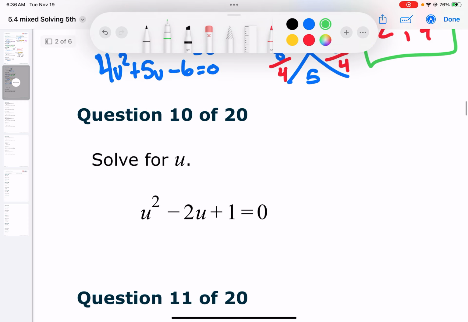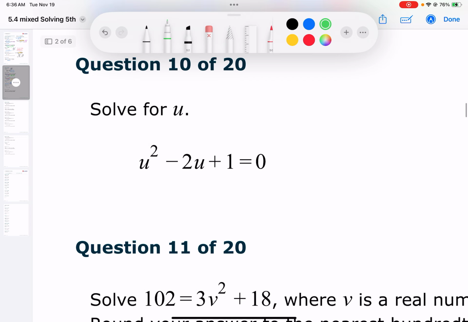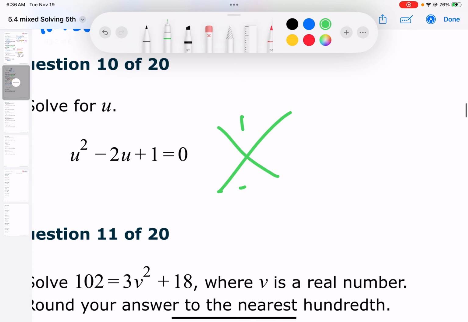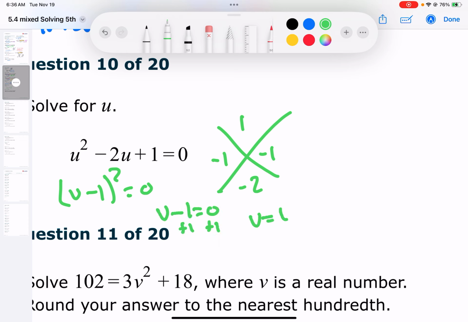Okay, we'll do this last one. Okay, so you got more. I'm just going to do 10 for you. So you've got, let's do the x method. I might do one more that's a quadratic equation too. Okay, so I got negative 1, negative 1. So my factors would be u minus 1 squared equals 0. Set them both equal to 0, which they're the same. Add 1, u equals 1. There's only one answer there.